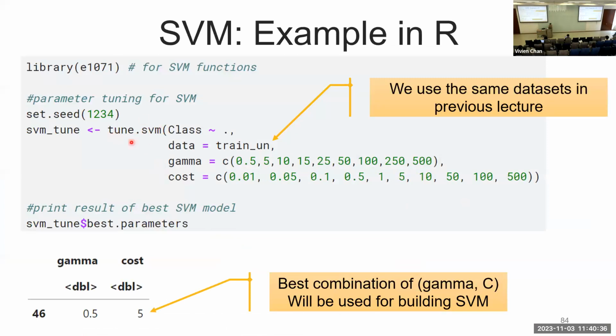After running the hyperparameter tuning, I store the result in this variable. For this variable, I just look at the best combination. The best dot parameters is the attribute storing the results of the gamma and cost. Then you can see the gamma is 0.5 and the cost is 5. So this is a combination for you to build the SVM. This is not the SVM model yet, this is just the hyperparameter.